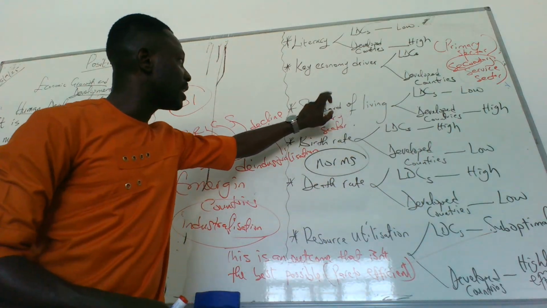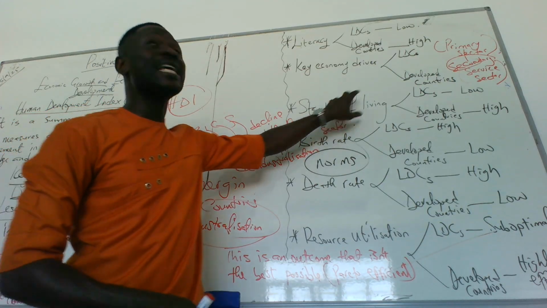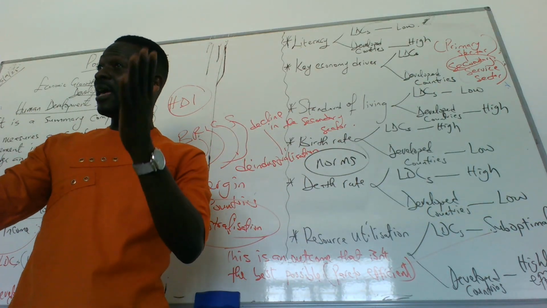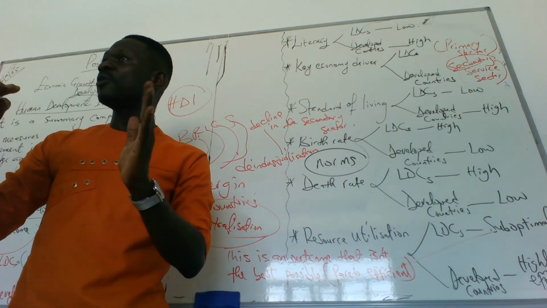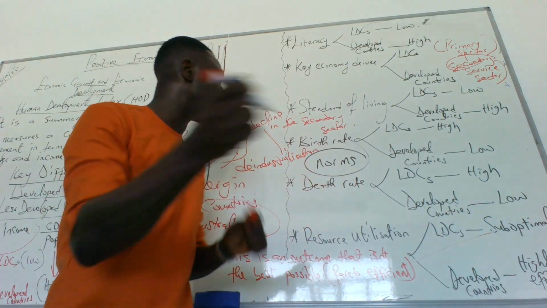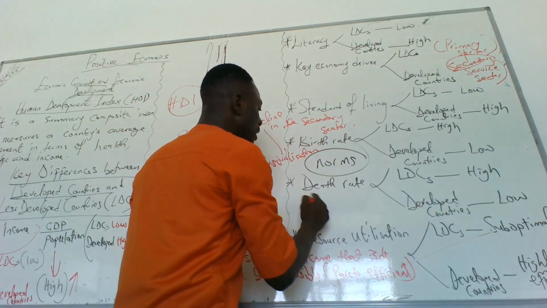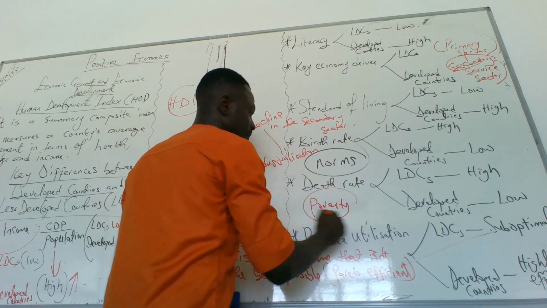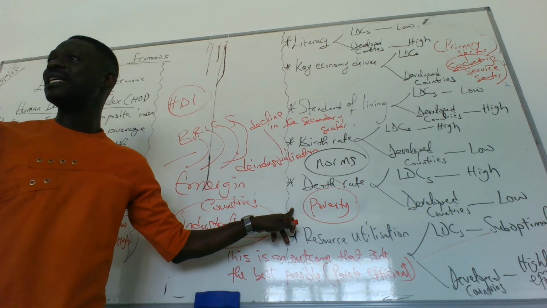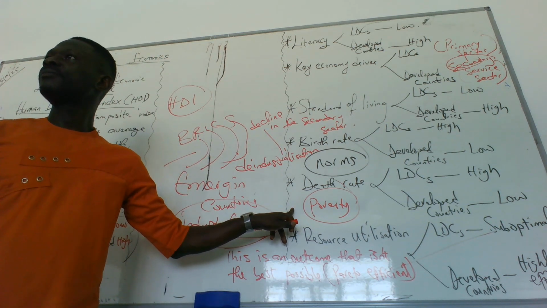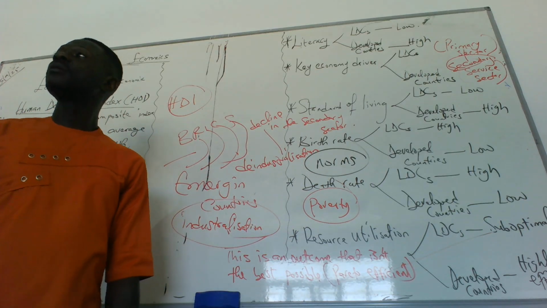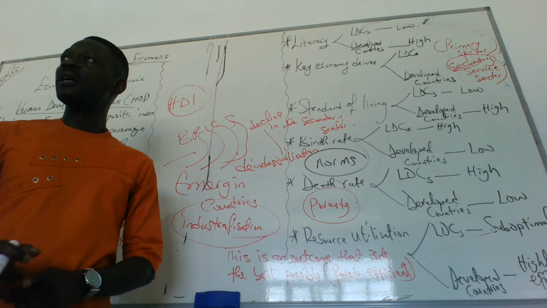And the last one is standard of living. How do people live? In less developed countries, their standard of living is lower because they are poor. Mostly there's poverty. It depends on the wages. Less developed countries have a high tendency of having poverty. The standard of living of Libya is high.